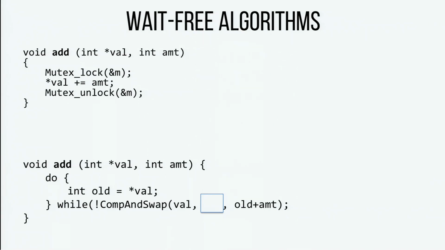The other way to do this is to use this neat compare and swap hardware instruction. And this does not acquire any locks, but it will only put the value of old plus amount into value if value hasn't changed since we grabbed it up here. So that's why we want to make sure that value is still equal to old. That means that a different thread didn't come through and simultaneously increment value while we were trying to do that.